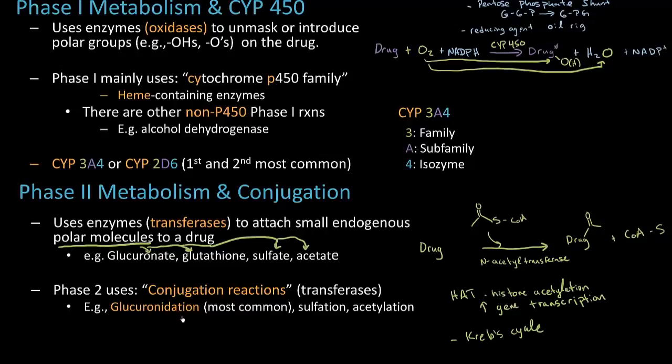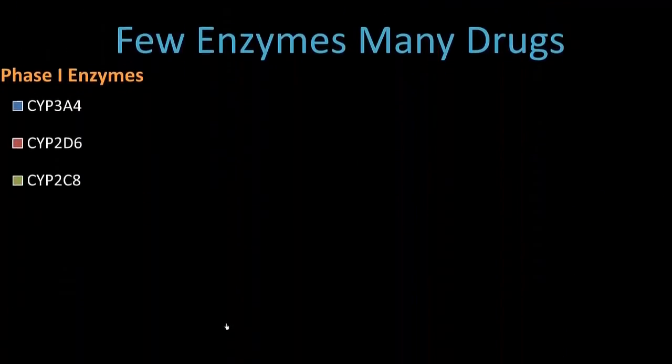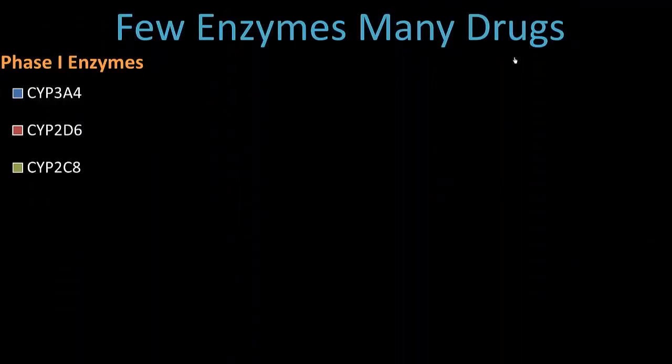Before, I mentioned alcohol dehydrogenase was an example of a non-P450 phase 1 reaction. I wanted to give you one example of a phase 2 reaction, and that is with acetaminophen or Tylenol. 95% of acetaminophen or Tylenol is metabolized by phase 2 enzymes, and this is the one that forms a non-toxic metabolite. Alright, on the next slide, what we are going to do is just look at some of these enzymes.